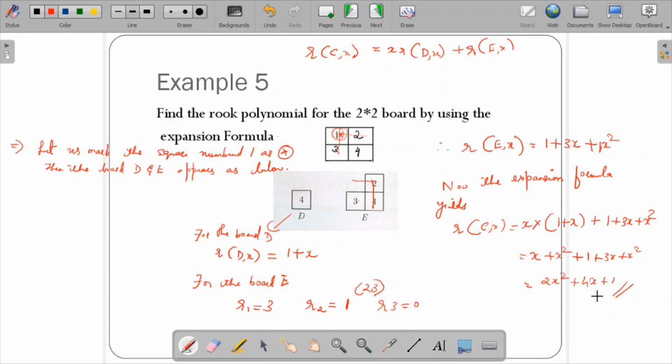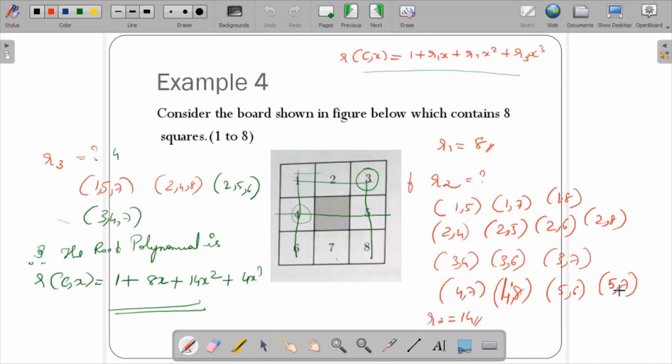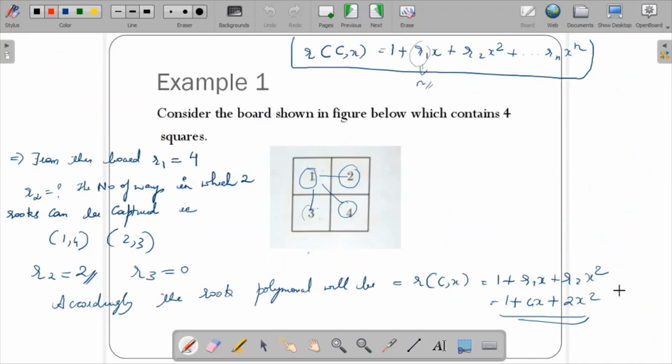If you check this result with the one we got in example 1, the answer is the same. For this same board we solved using the rook polynomial, and by the expansion formula also you got 1 plus 4x plus 2x square.